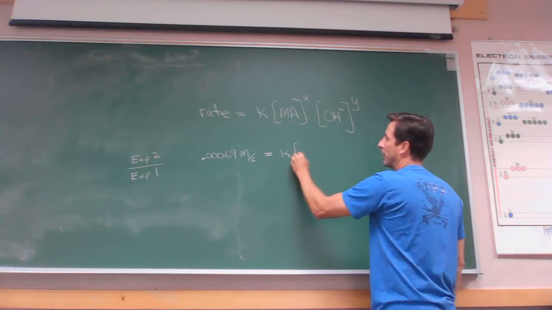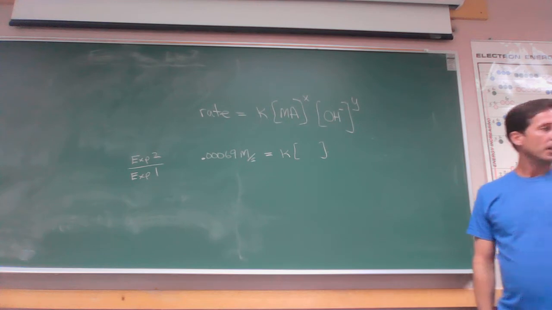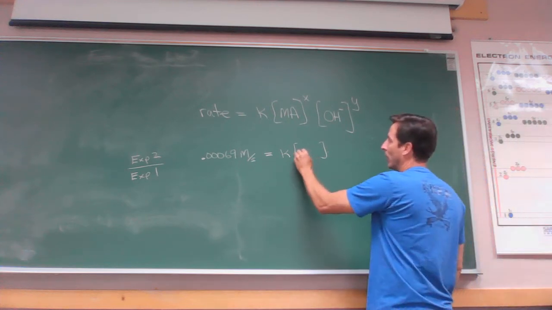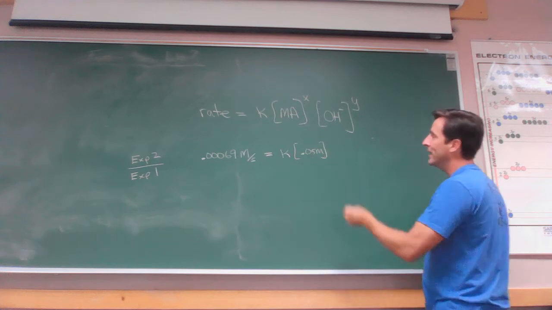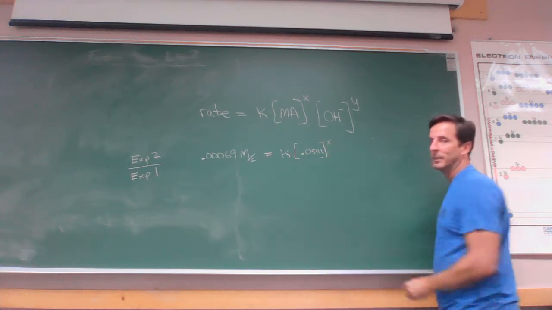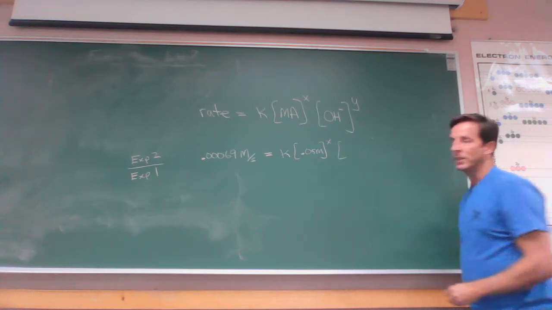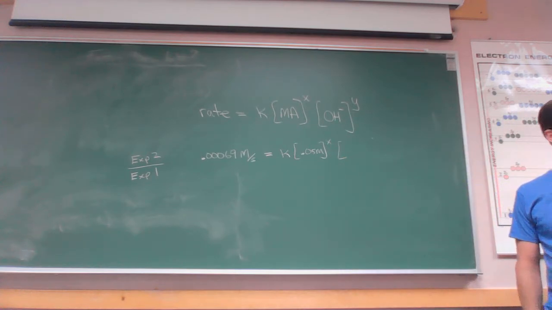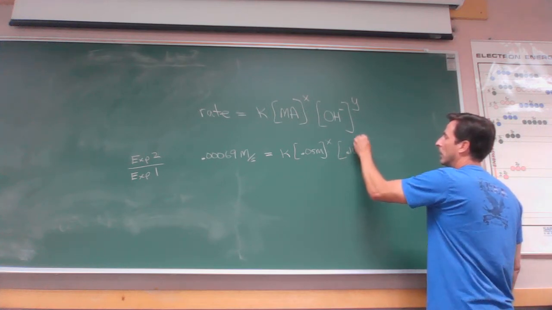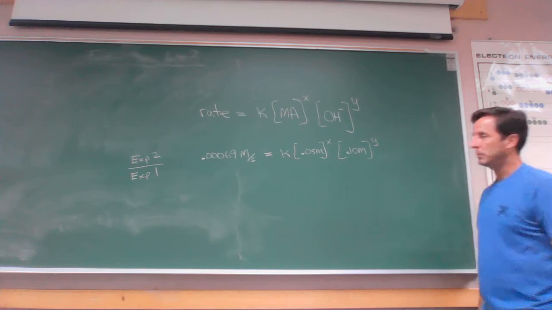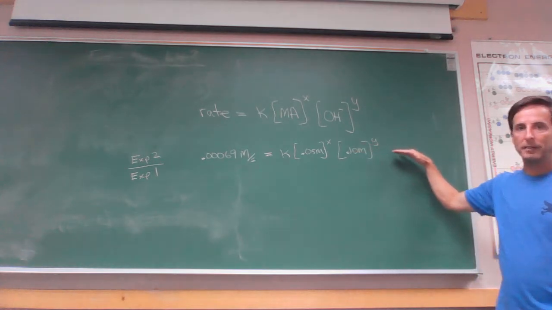Times the concentration of methyl acetate. In experiment 2, concentration of methyl acetate was 0.05 molar, raised to the x power, I don't know what x is yet. Times concentration of hydroxide. In experiment 2, hydroxide is 0.10 molar, raised to the y. All right, so that's my rate law for experiment 2 with everything plugged in.